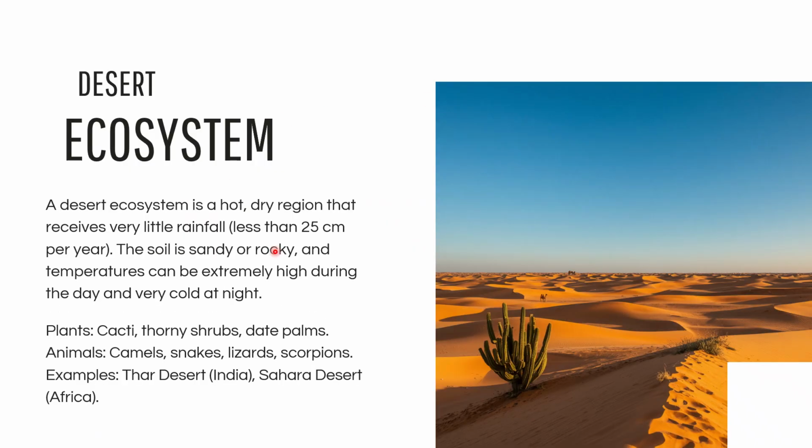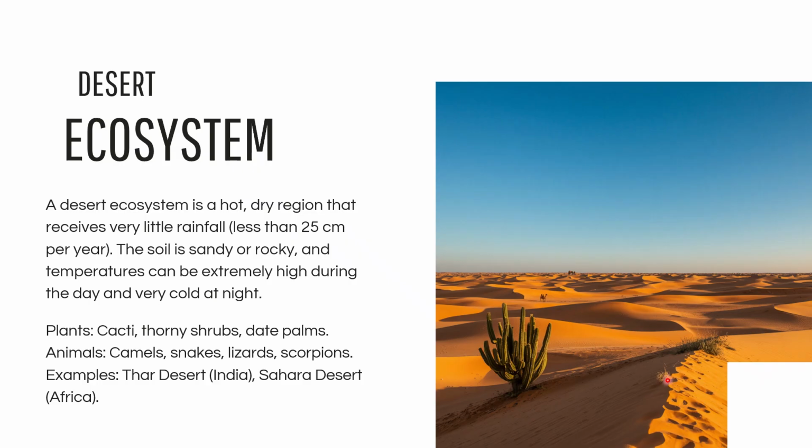Okay, now desert ecosystem. A desert ecosystem, as you can see from the picture, is a very dry, hot region that receives very little rainfall, less than 25 centimeters per year. The soil is sandy or rocky, and temperatures can be extremely high during the day and very cold at night. Now let me tell you about the adaptations in this ecosystem. You will find very deep rooted plants such as cactus, and camels have humps to store food reserves so that they don't run out of it.